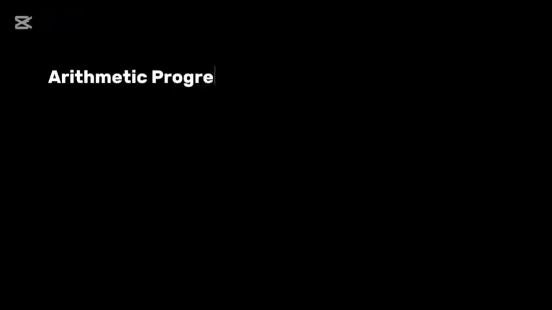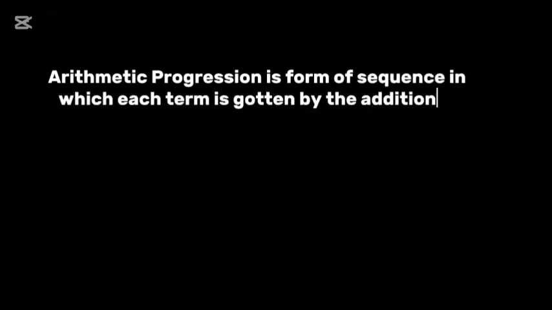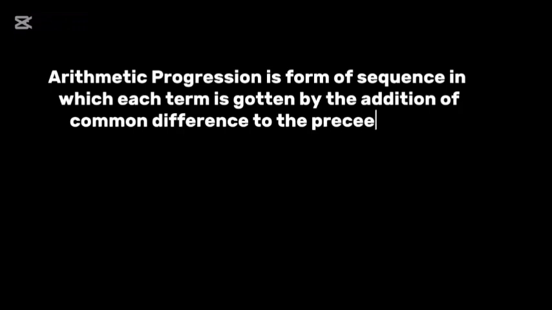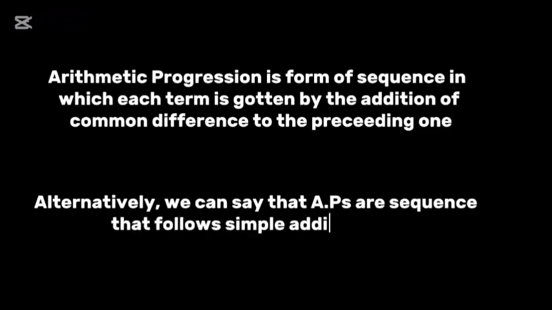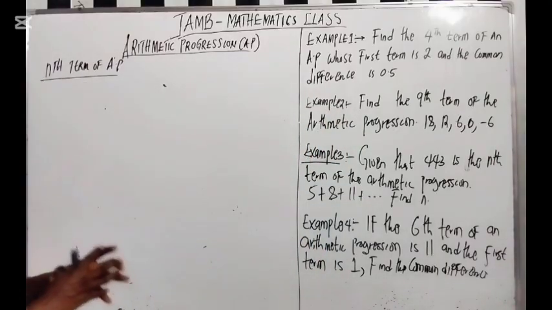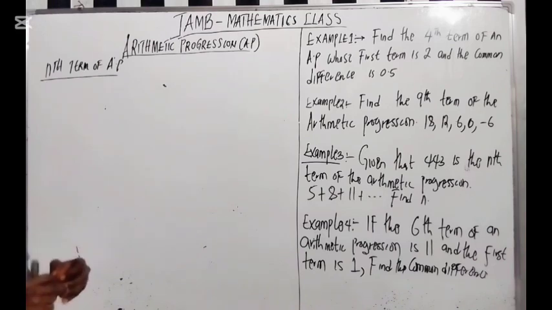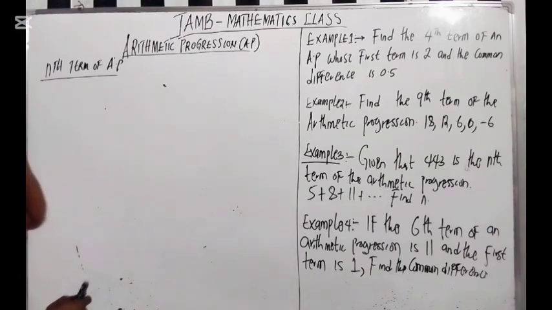Arithmetic progression is a form of sequence in which each term is gotten by the addition of a common difference to the preceding one. Alternatively, we can say that AP are sequences that follow a simple addition rule. In order to solve the nth term of arithmetic progression, we have a simple formula.